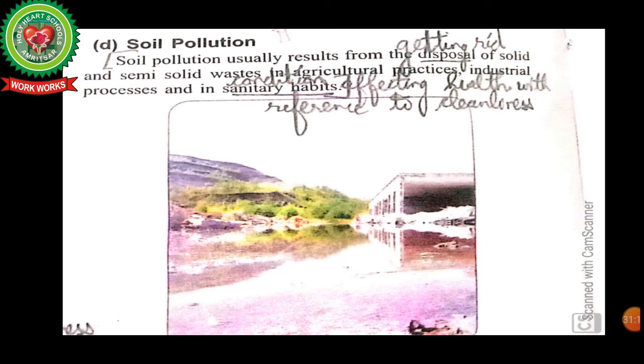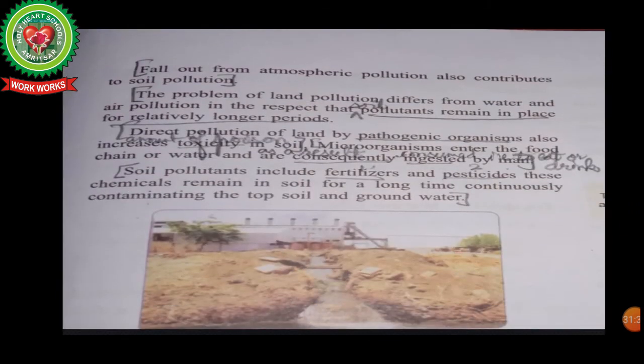Now let us read the topic soil pollution from your book. Soil pollution usually results from the disposal, that is getting rid of solid and semi-solid waste in agriculture practices, industrial processes, and in sanitary habits. Sanitary habits here refers to the conditions affecting health with reference to cleanliness. Fallout from atmospheric pollution also contributes to soil pollution. The problem of land pollution differs from water and air pollution in the respect that soil pollutants remain in place for relatively longer periods. Direct pollution of land by pathogenic organisms like insects, worms, bacteria also increases toxicity, that is amount of poison in soil.